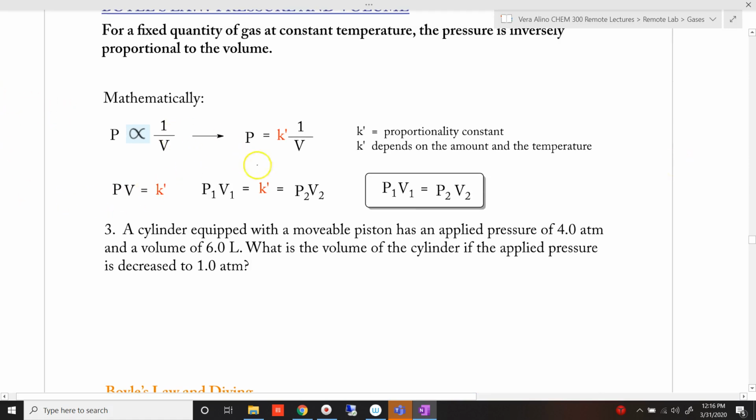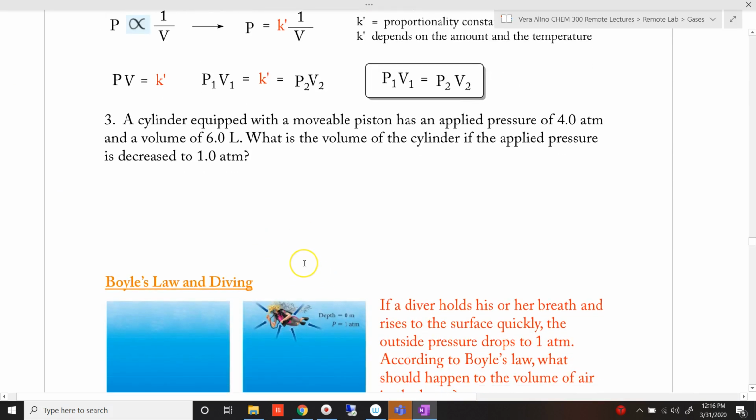So we have here a cylinder equipped with a movable piston. It has an applied pressure of 4.0 atm. The volume is 6.0 liters. You're asked to find the volume of the cylinder, V2, if the pressure has decreased down to 1 atm. Now, I don't have to solve this. I'm just doing a quick analysis.